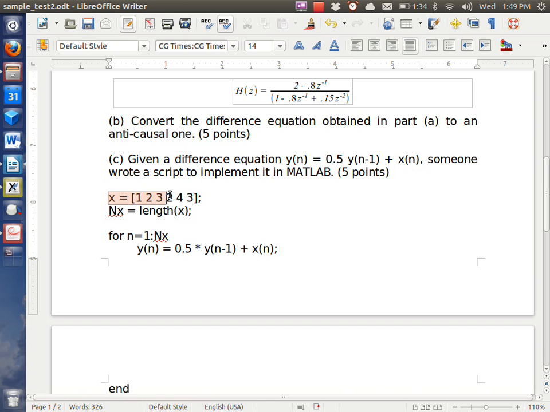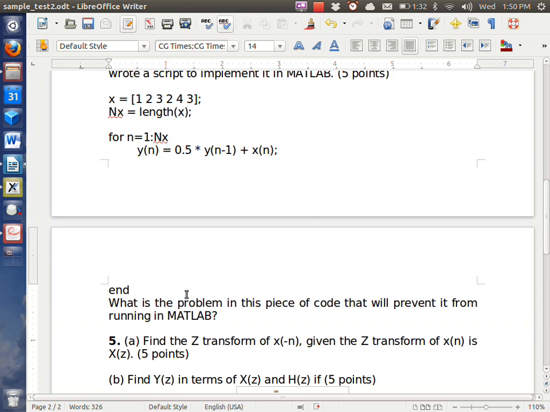So assuming you have an input sequence x of n with length nx, your value of y comes off of this equation, right? So it's just a loop over n. So we compute y of 1, y of 2, y of 3 and up till the end, and it's able to look at the previous value and compute the current value. So what's the error in this piece of code?